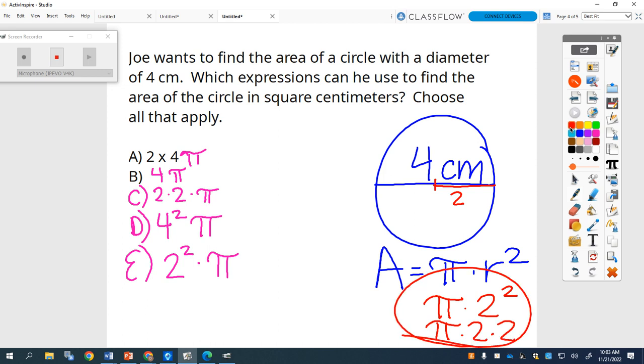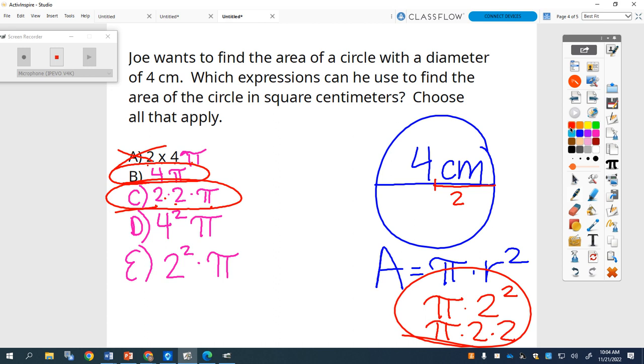So those are the formulas that I'm going to use. So let's look at what I have here. Well, this says 2 times 4 times pi. No, that doesn't work. This one right here is 4 pi. Well, what's 2 times 2? 4. So B is a choice. This one right here says 2 times 2 times pi, right? Well, look at what I have down here: 2 times 2 times pi. C is an option.